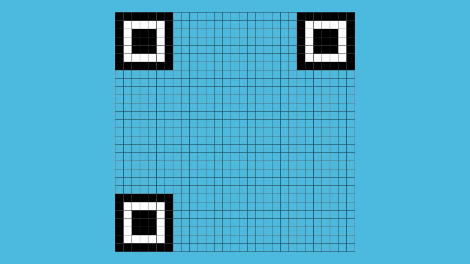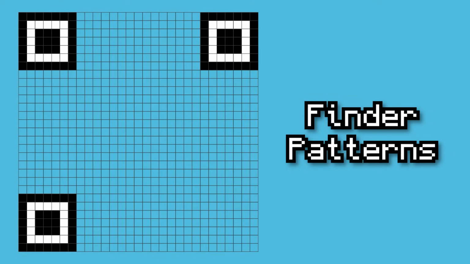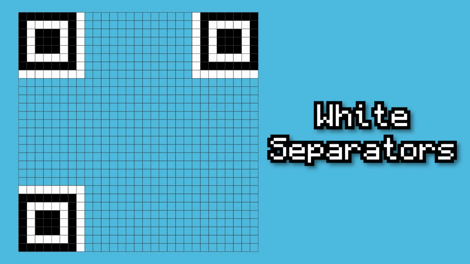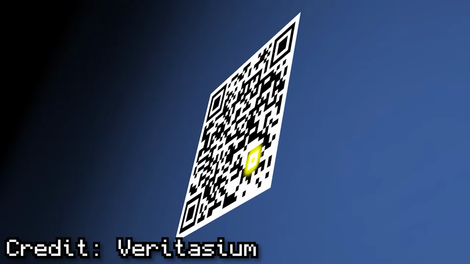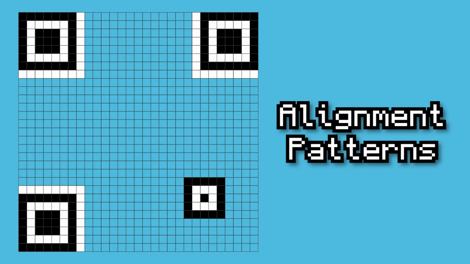Every QR code, no matter what kind, has these 3 squares in the corners, called the finder patterns. They basically just tell the scanner, hey, there's a QR code here. And there are always white separators as well to make sure they're easily readable. Some QR codes also have 1 or more smaller squares called the alignment patterns. These help the scanner rescale or reshape the image depending on the orientation it was taken from. The version I chose, version 3, has exactly 1 alignment pattern.